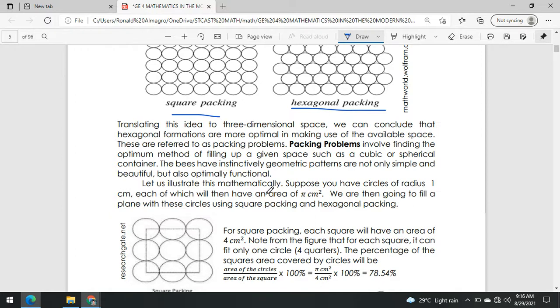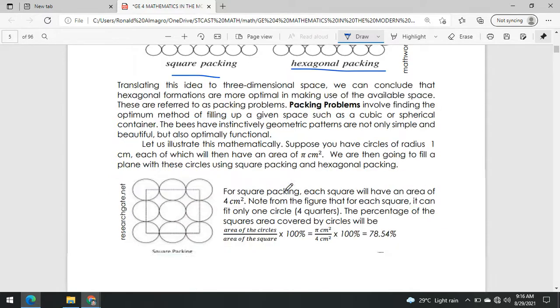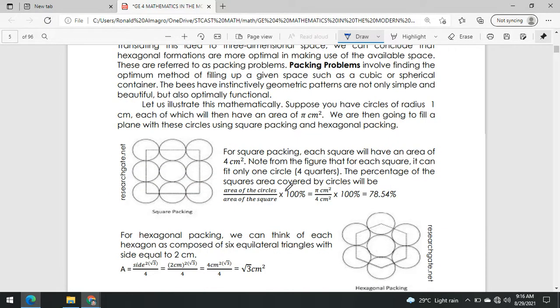Let us illustrate this mathematically. Suppose you have a circle of radius 1 centimeter. Each of which will then have an area of pi centimeter squared. So this will be the area of a circle, pi r squared, or pi centimeter squared. We are then going to fill a plane with these circles using square packing and hexagonal packing.